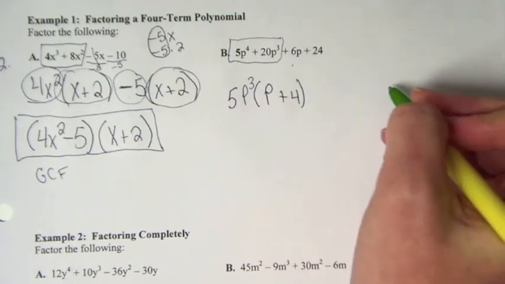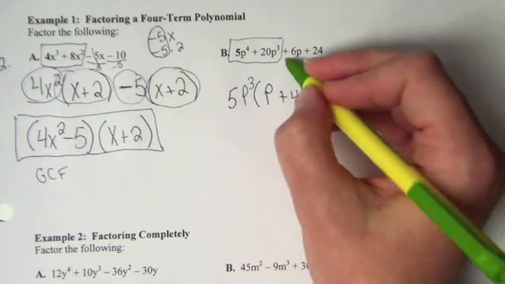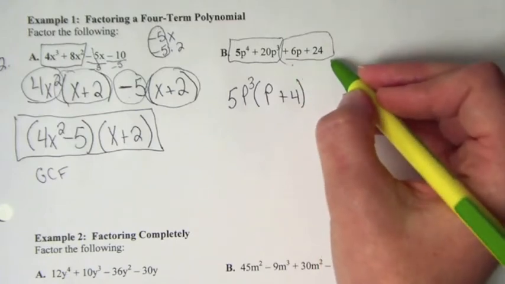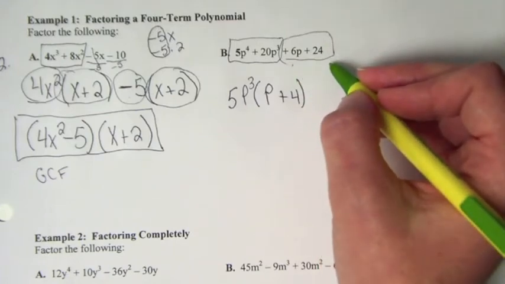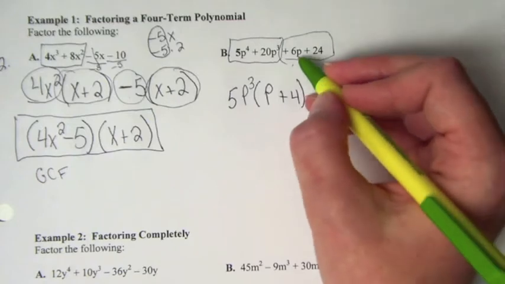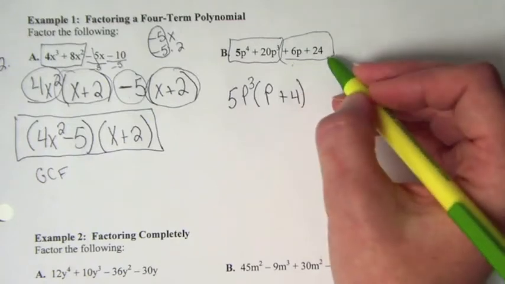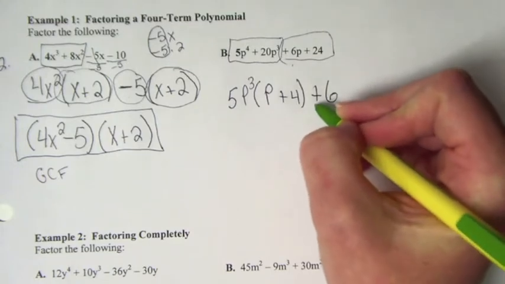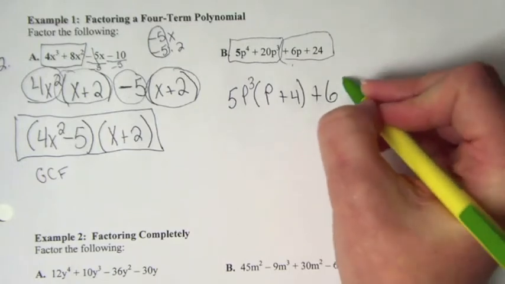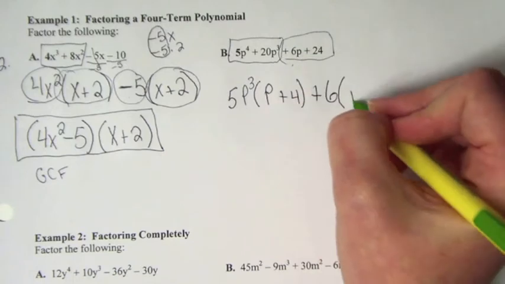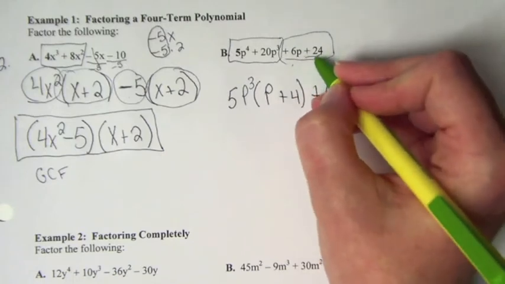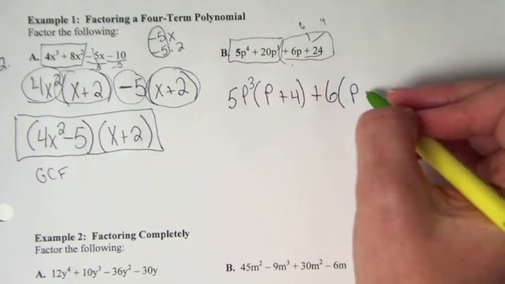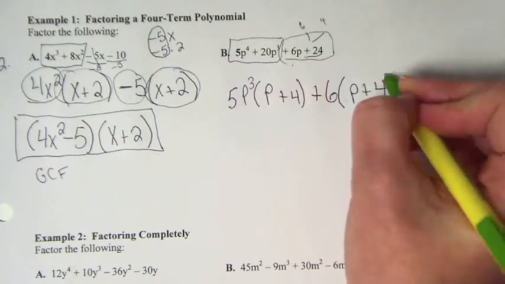Now we'll do it again with the next 2 terms. 6p plus 24. They don't have p's in common, so they're just going to have a factor in common. And that factor, if you look at 6 and 24, is going to be 6. So we have a plus 6, and I'm going to keep that sign with it. And then we have a p left, and if we take a 6 out of 24, we're going to have a 4 left, so p plus 4.